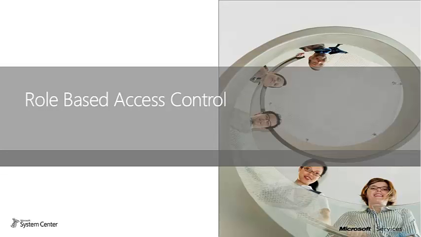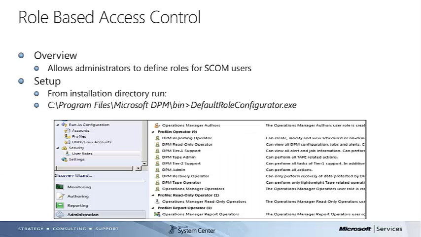Alright, and the final thing we're going to talk about is role-based access control. And we're only going to touch on this real briefly. It's a feature that is included with Operations Manager, and we are just leveraging it. What we have done within DPM is to create some predefined roles that we allow an administrator to set up and use. So by doing this, you can go in and assign a user who is an Ops Manager user, assign them one of these roles.